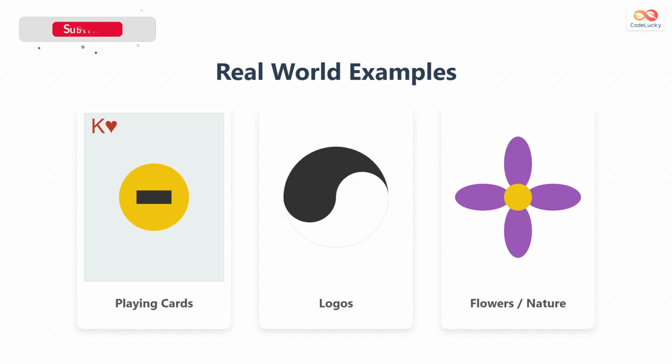You see point symmetry in the real world all the time. Playing cards, like kings and queens, are designed this way so they look right regardless of how you hold them. Many corporate logos use this balance. Even in nature, certain flowers exhibit this rotational symmetry.